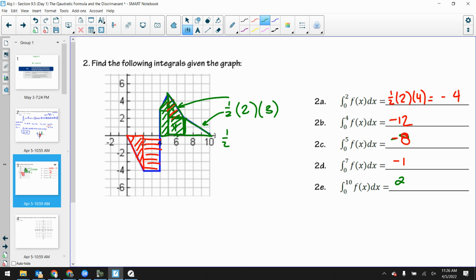So again, I'm accumulating the area as I go. I keep adding the additional area as I continue on, as I keep progressing with my integral. Questions about number 2?